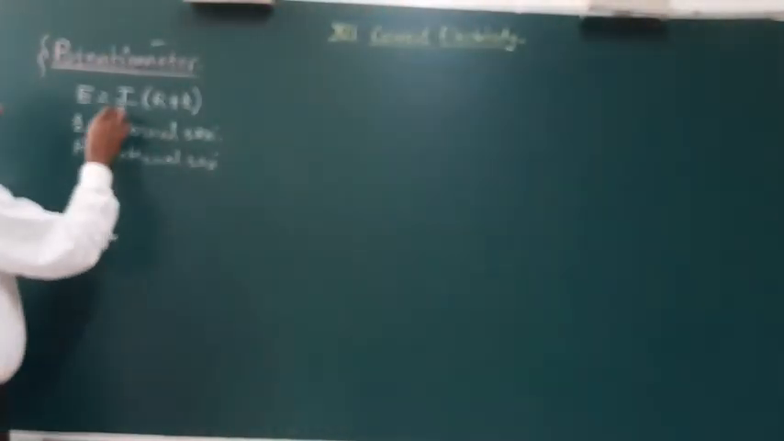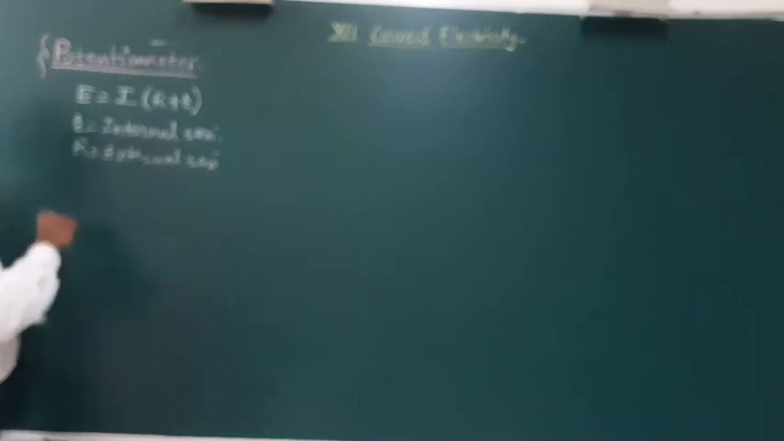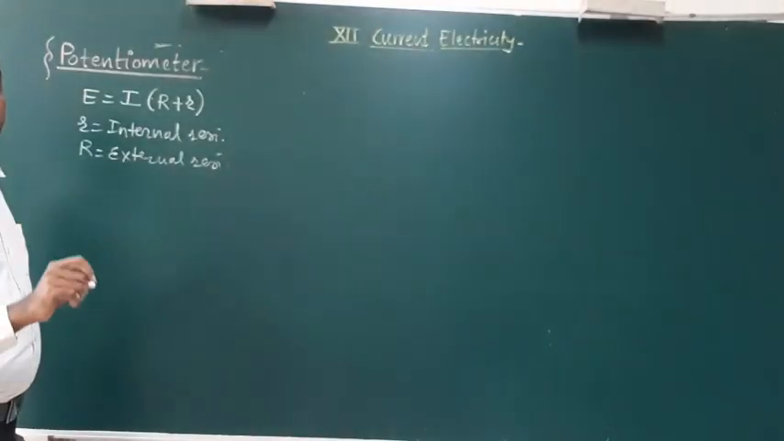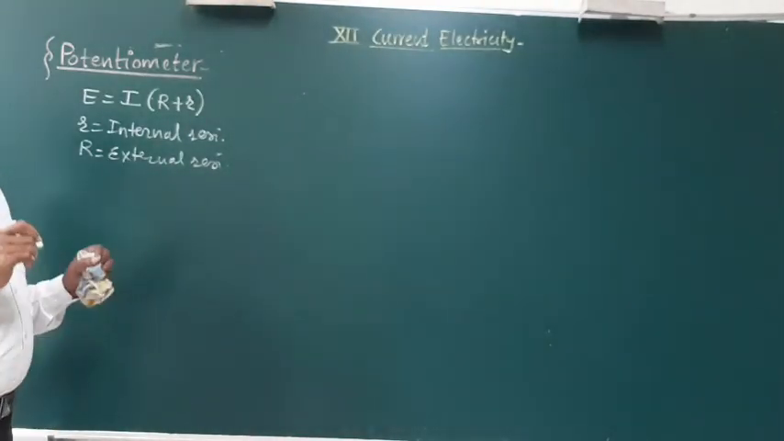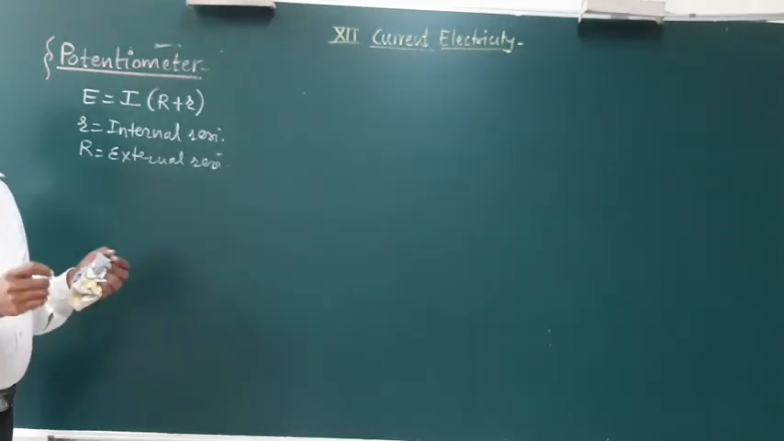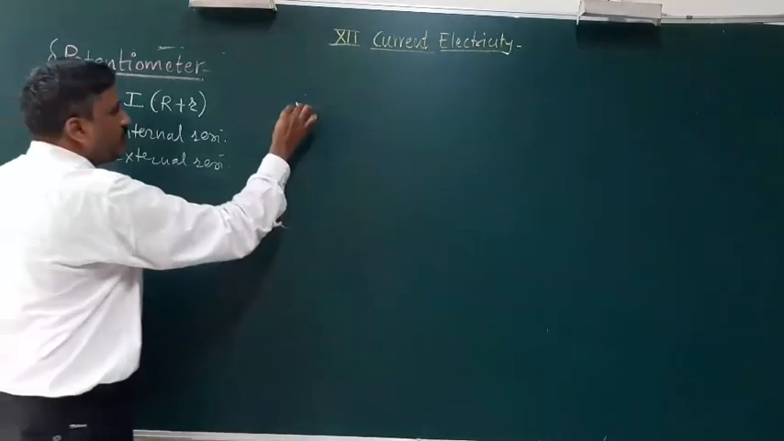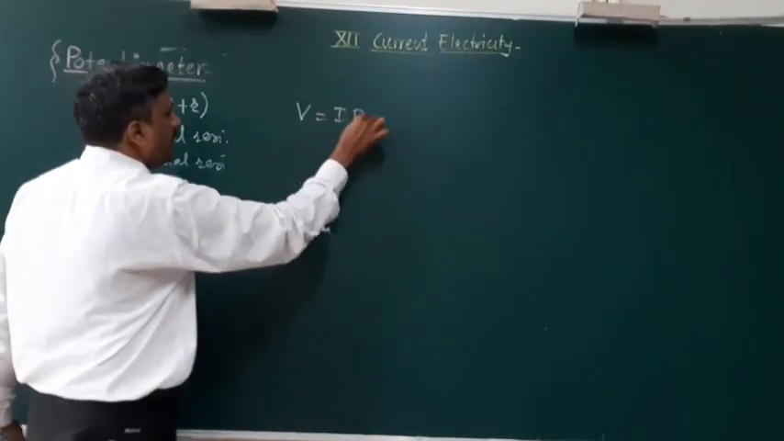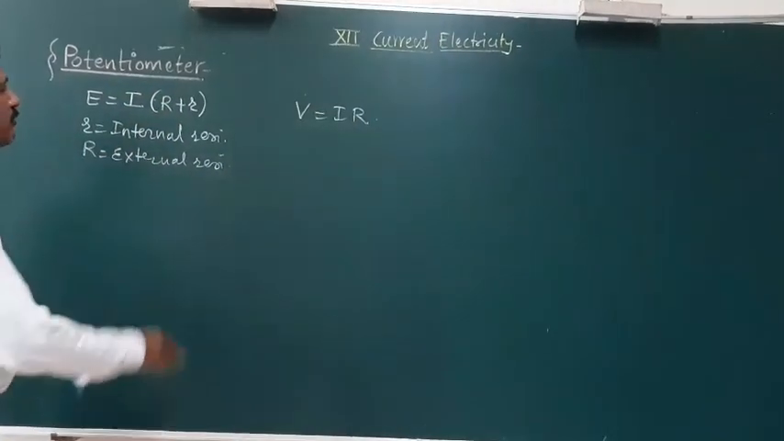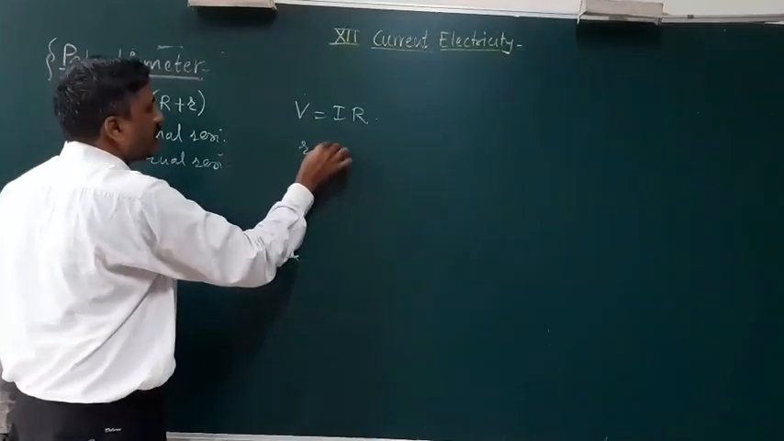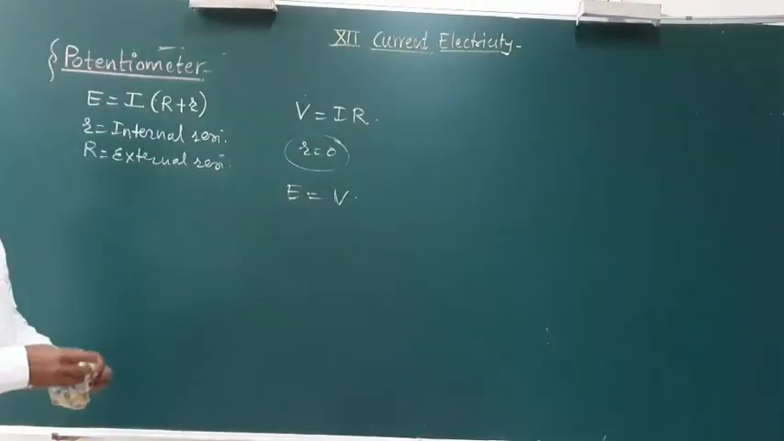Capital R is my external resistance, that is the resistance from the resistance box. I is my electric current, and capital E is my EMF, that is the electromotive force. EMF and potential difference are different, and potential difference is given by the formula V equals IR. It means if the value of internal resistance is 0, then EMF and potential difference remain the same.